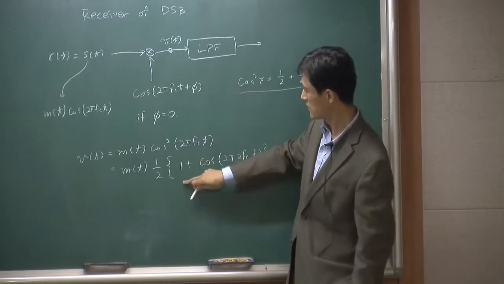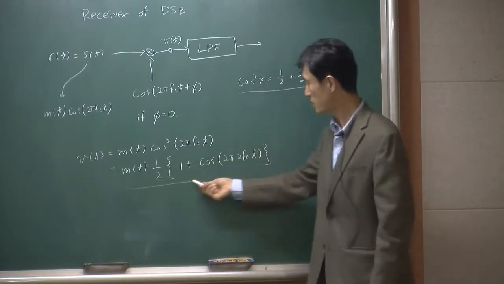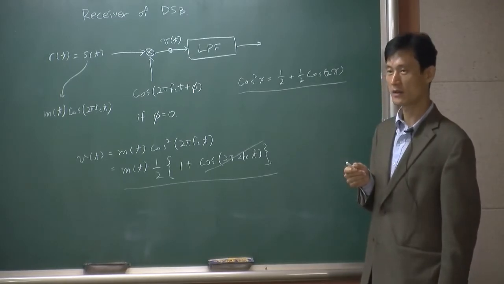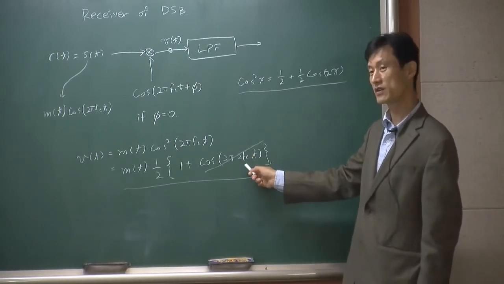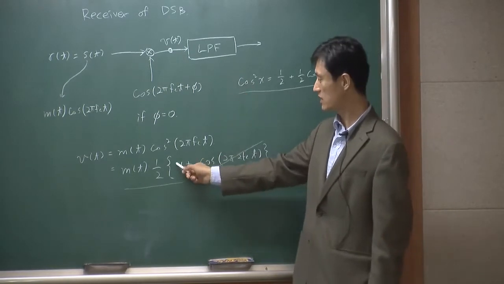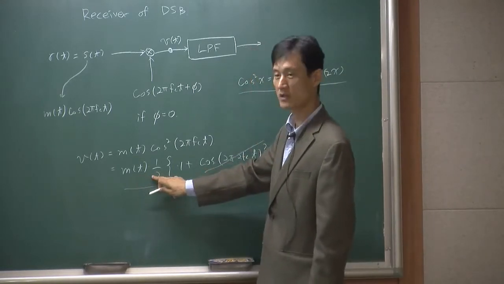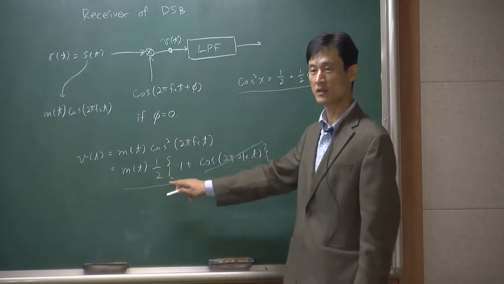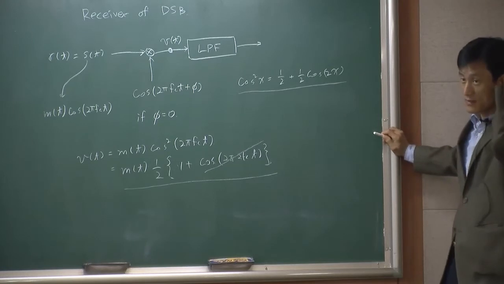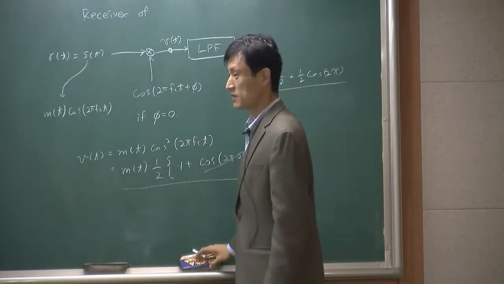Now you want to put this v(t) signal into the low-pass filter. When you put this signal into the low-pass filter, what happens? The second term is going to go away because it is a high-frequency component, and this high-frequency component is blocked by the low-pass filter. Only the DC component will pass. So eventually, you're going to get m(t) times 1/2, half of m(t). That's the output you get here. That was the case of DSB. Now let's consider the case of SSB.